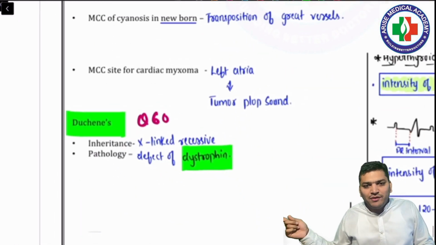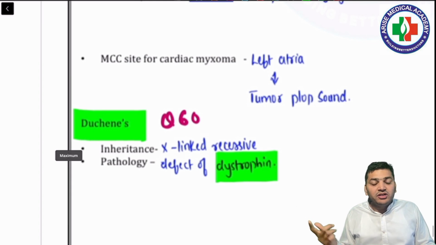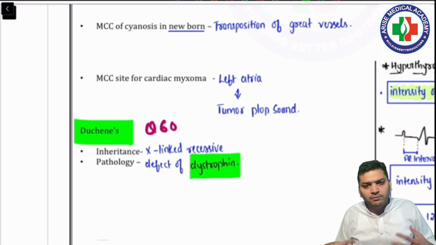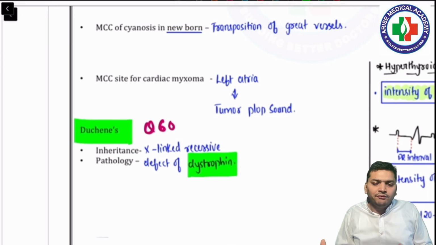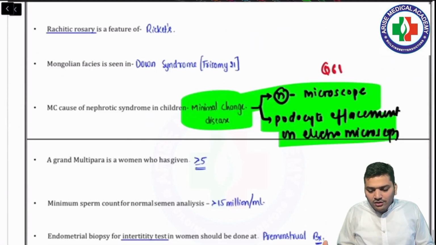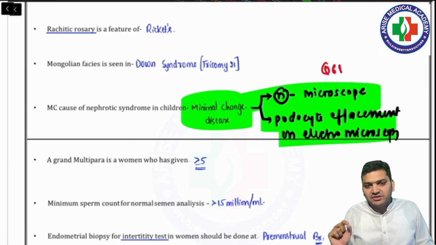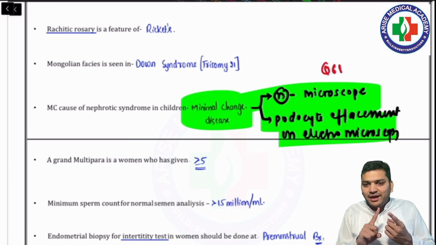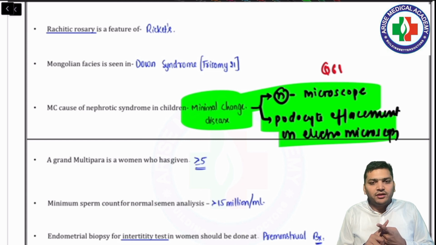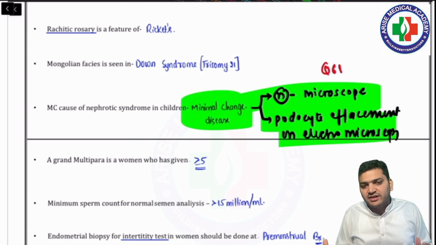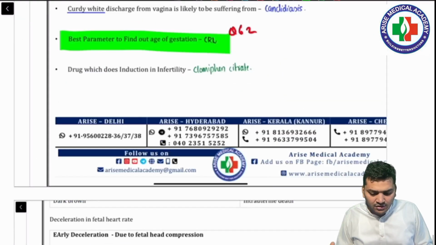Duchenne's is due to defect in which protein? It is due to defect in the dystrophin. They have given the Gower sign. The child is having Duchenne's muscular dystrophy, proximal muscle weakness. It is due to defect of the dystrophin protein. A clear cut, the same language was given for minimal change disease. They have given that in the routine microscopy there is no change, but in the electron microscopy there is effacement of the podocyte, and it is responding towards the steroid. So it was going towards minimal change disease.